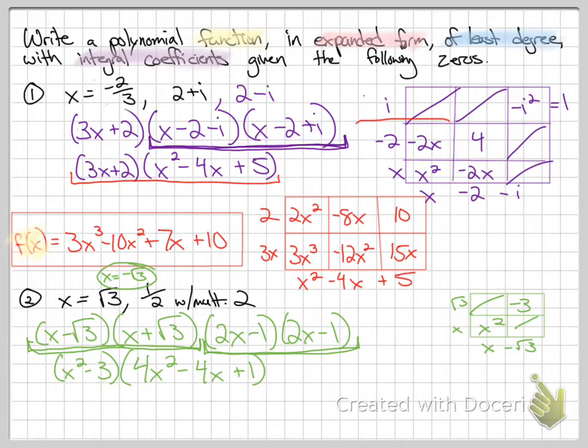Okay. X squared minus 3 for our conjugates, and then 4x squared minus 4x plus 1. Then, final step, multiply those together and see if you get what I got. Pause the video and write your final answer.